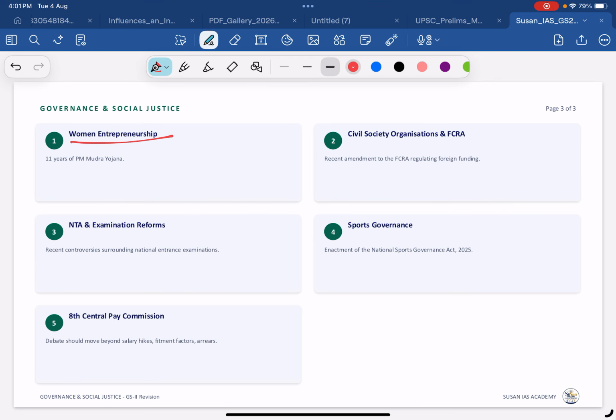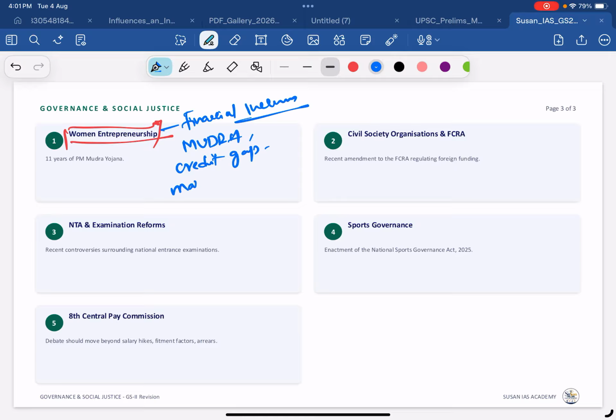And the next one is women entrepreneurship. Women entrepreneurs like financial inclusion, Mudra scheme, Mudra, credit gap, market access, digitalization, and government initiatives. You can cover these dimensions in the women entrepreneurship topic.